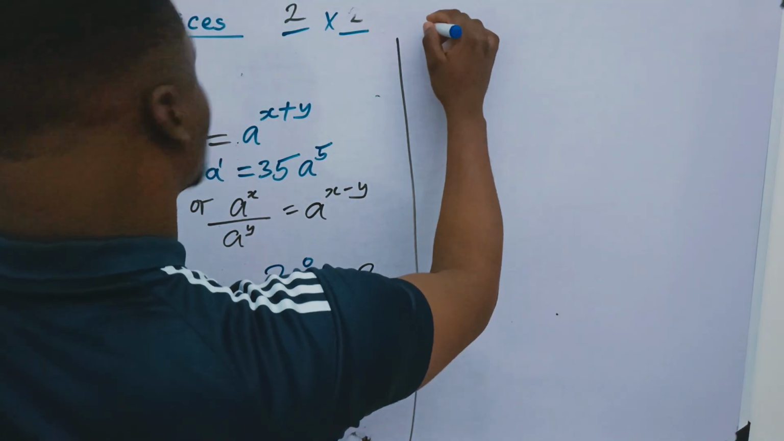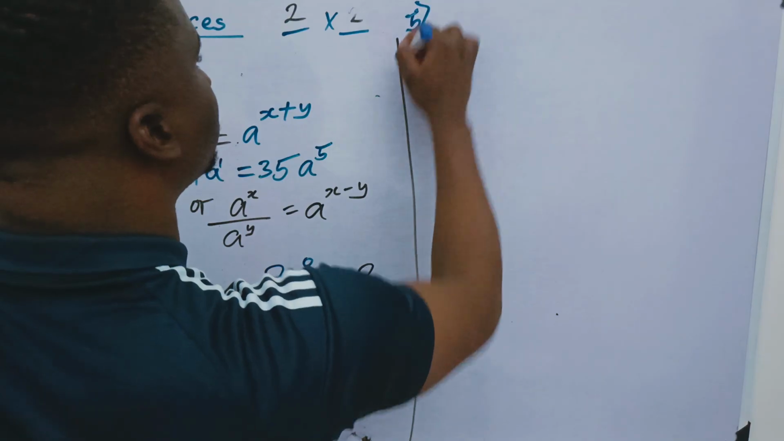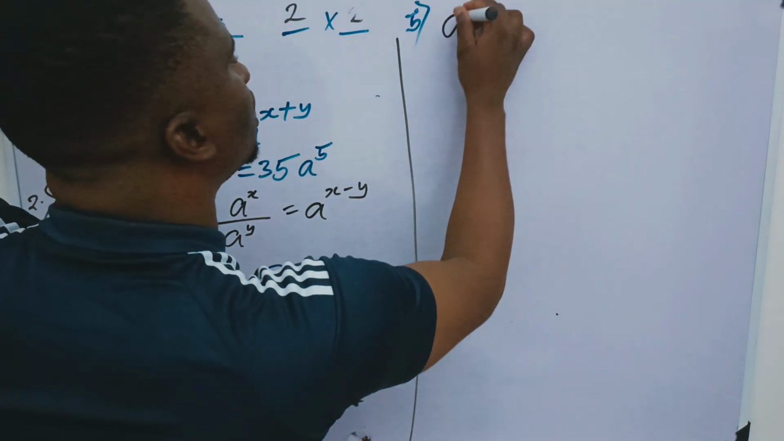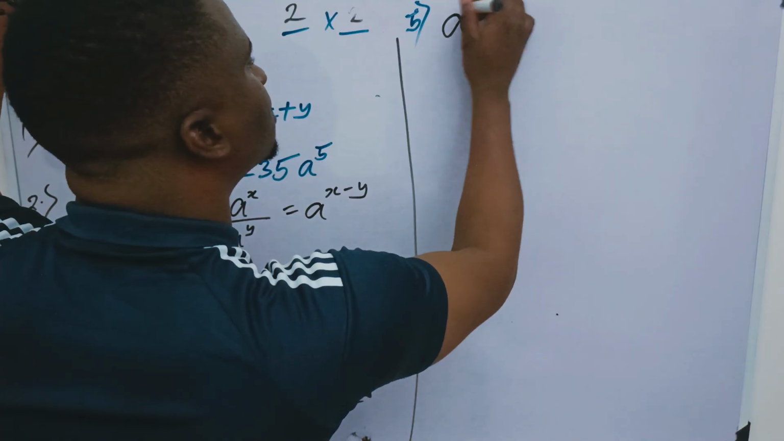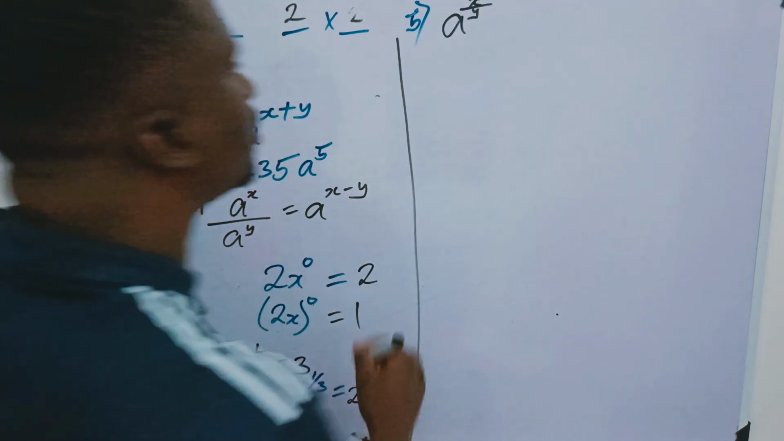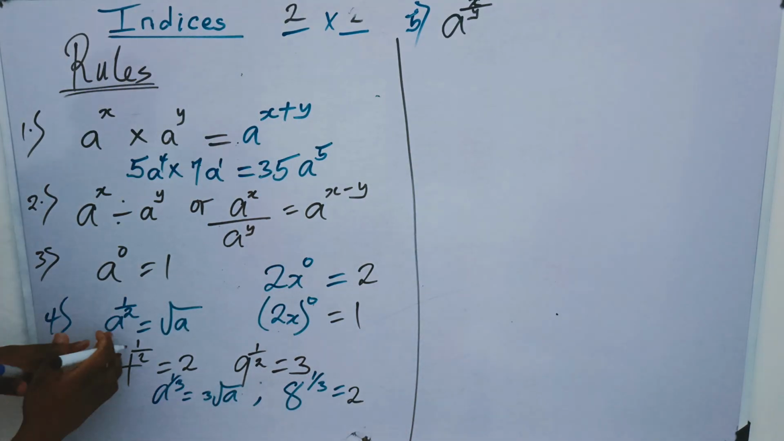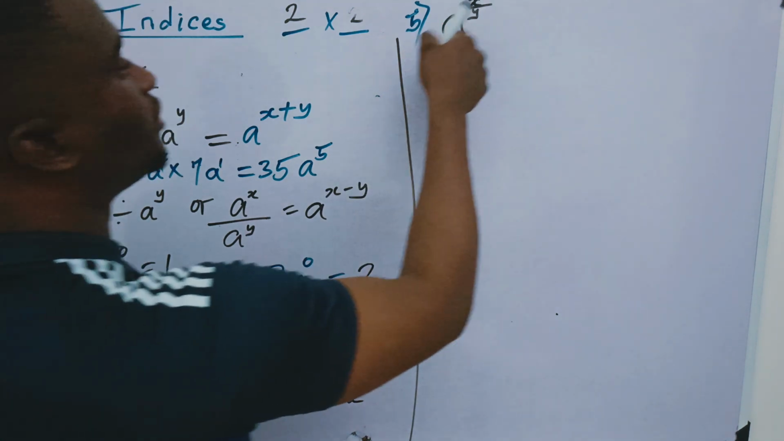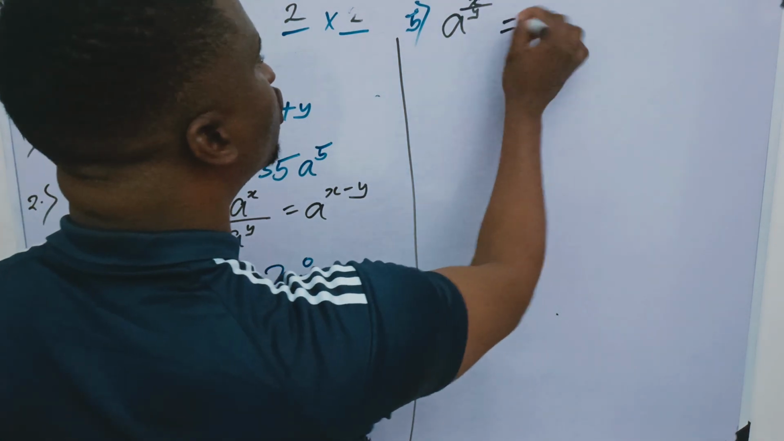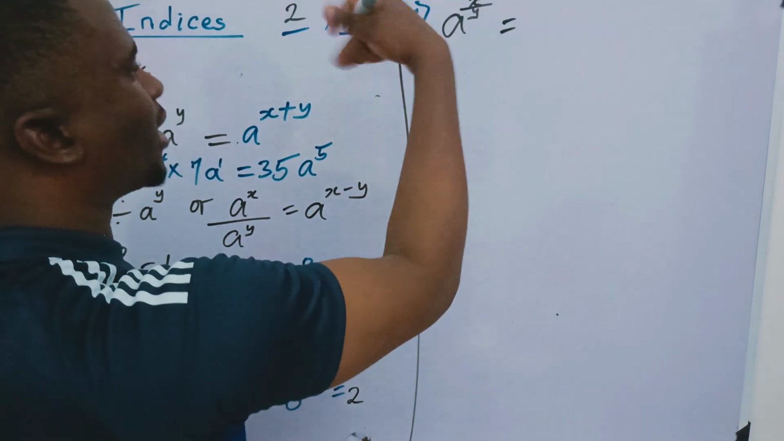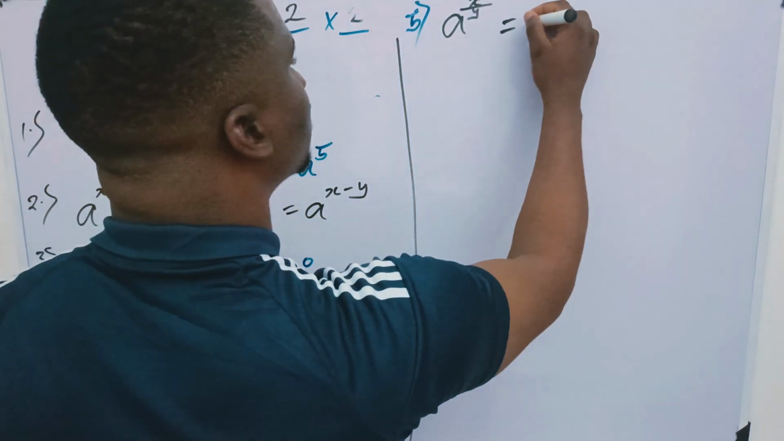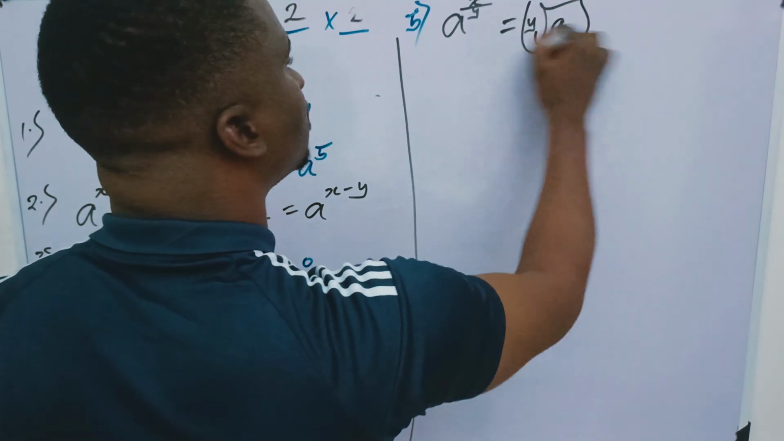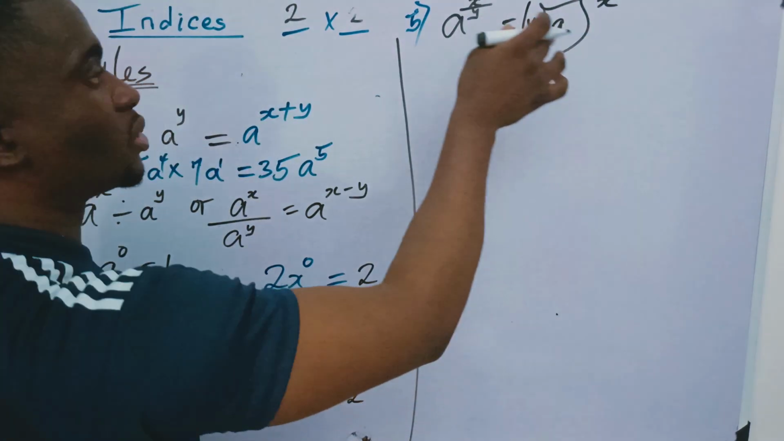All right, so let's say the fifth law. Now let's say I have a raised to the power of x over y. Over here we have a raised to the power of 1 over 2, right? Now, if I have a raised to the power of x over y, that would mean just push y back as a root. So that's the y root of a, then all raised to the power of x. In all cases it works, right?